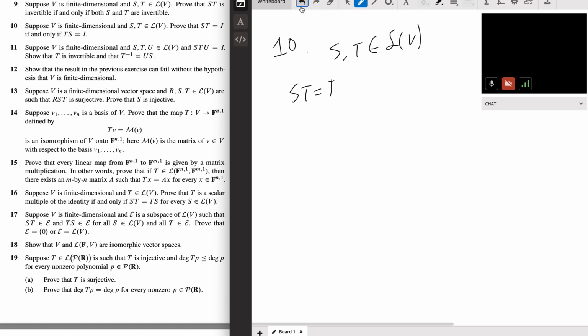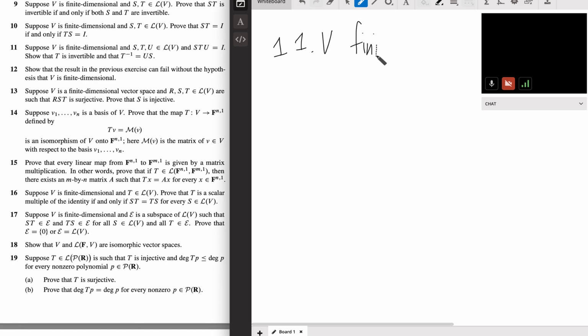So yeah, I guess I don't have to really prove that again, because the symmetric argument already works: if you swap S and T, then TS equals I implies ST equals I as well. A little trick you can play.